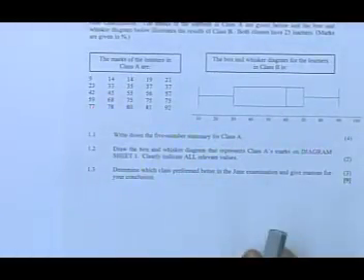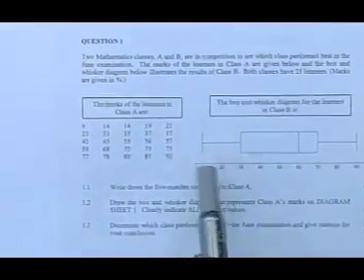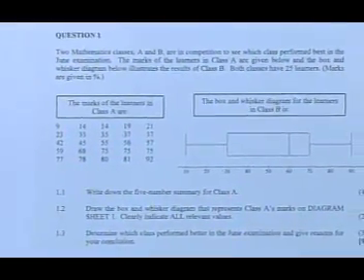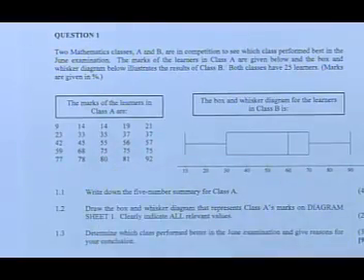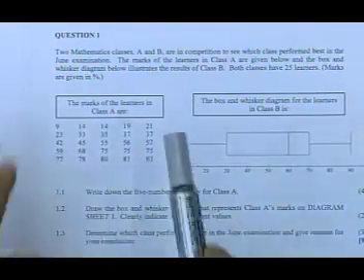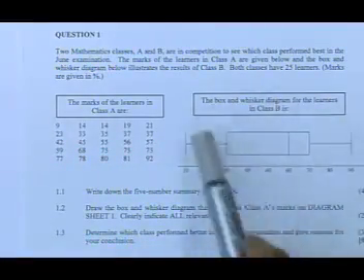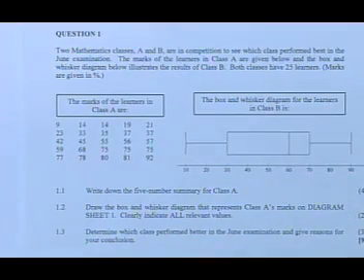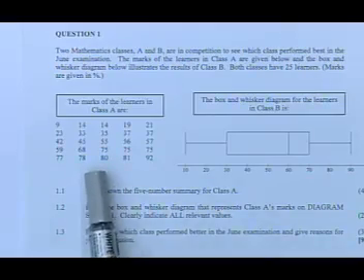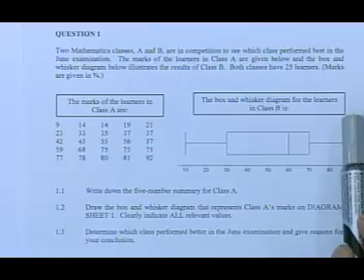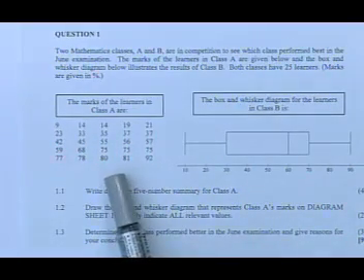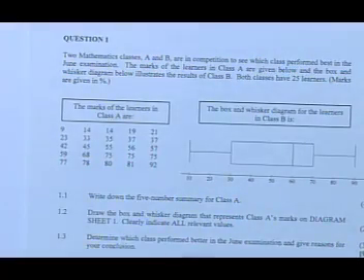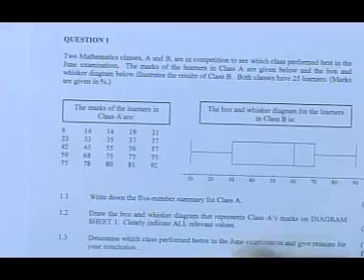Question number 1 posed the question: 2 mathematics classes A and B are in competition to see which class performed best in the June examination. Let's say it's the November examination, and the marks of class A are given below. Can you see, learners, these marks are given below here in box A, but class B has been put in a box and whisker diagram. We know what the box and whisker is, so let's just say these are the results of class B, and these were the results of class A. And they say both classes, very important here, have 25 learners in them. So you will see there's 25 scores here, and the box and whisker diagram is on the right hand side.